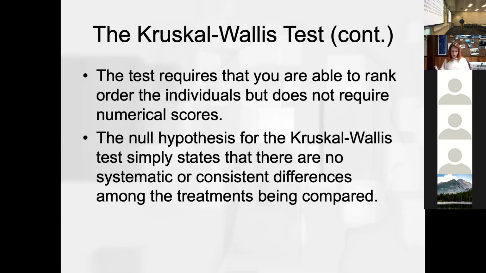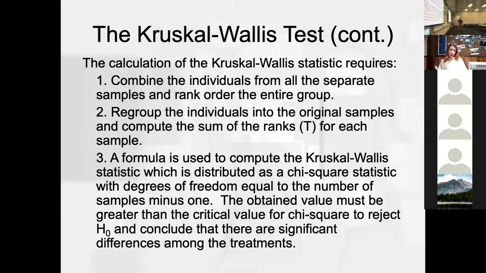Once again, you're rank ordering, and it doesn't require numerical scores. And as you would expect, the null hypothesis for the Kruskal-Wallis simply states there are no systematic or consistent differences among the treatments being compared. So how do you do this?